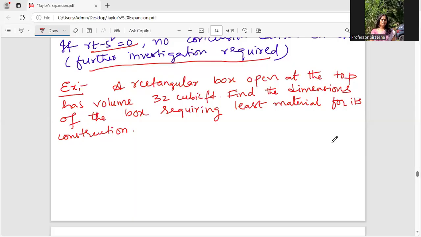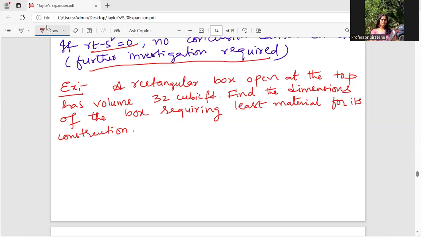Okay. After discussing the procedure for finding maxima and minima for a function in more than two variables, let's discuss one problem. This is a different one. Normal ones, anyways, you can do using the procedure or the working rule. This is a different problem where it's been given that a rectangular box open at the top has a volume 32 cubic feet. Find the dimensions of the box requiring least material.